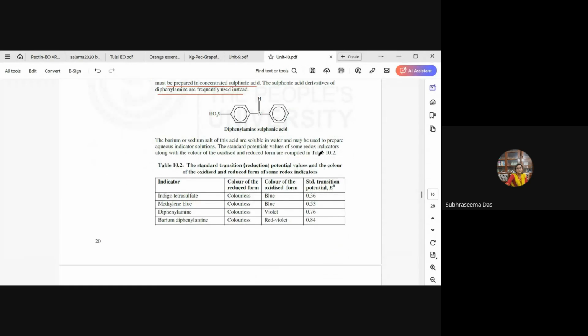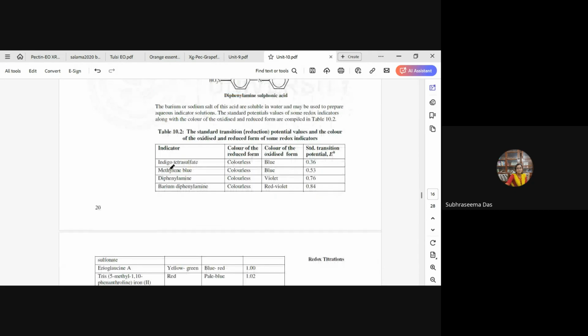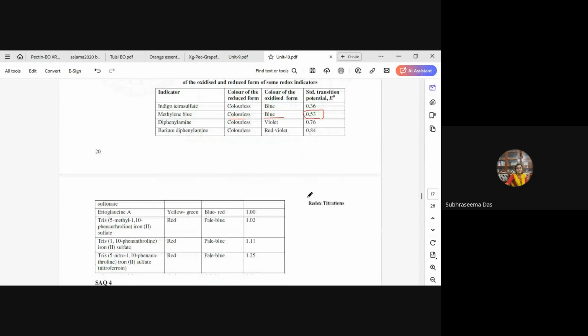The barium or sodium salts of this acid are soluble in water and may be used to prepare aqueous indicator solutions. Here in Table 10.2, we can see some standard reduction potential values and the colors of the oxidized and reduced forms of some indicators. Suppose we talk about methylene blue. The color of the reduced form is colorless. The color of the oxidized form is blue, and the standard transition potential is 0.53.